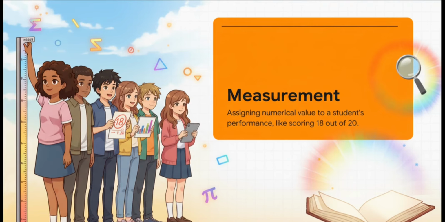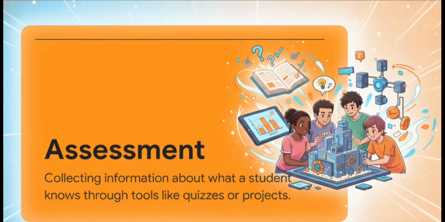So let's start with measurement. Basically, measurement is strictly about the numbers. It tells us how much. But, and this is key, it doesn't judge if that score is actually good or bad. It's kind of like measuring someone's height. 150 centimeters is just a fact. So if a student scores an 18 out of 20 on a math test, that 18 is our measurement. It's purely raw quantitative data. But as we all know, numbers don't tell the whole story.